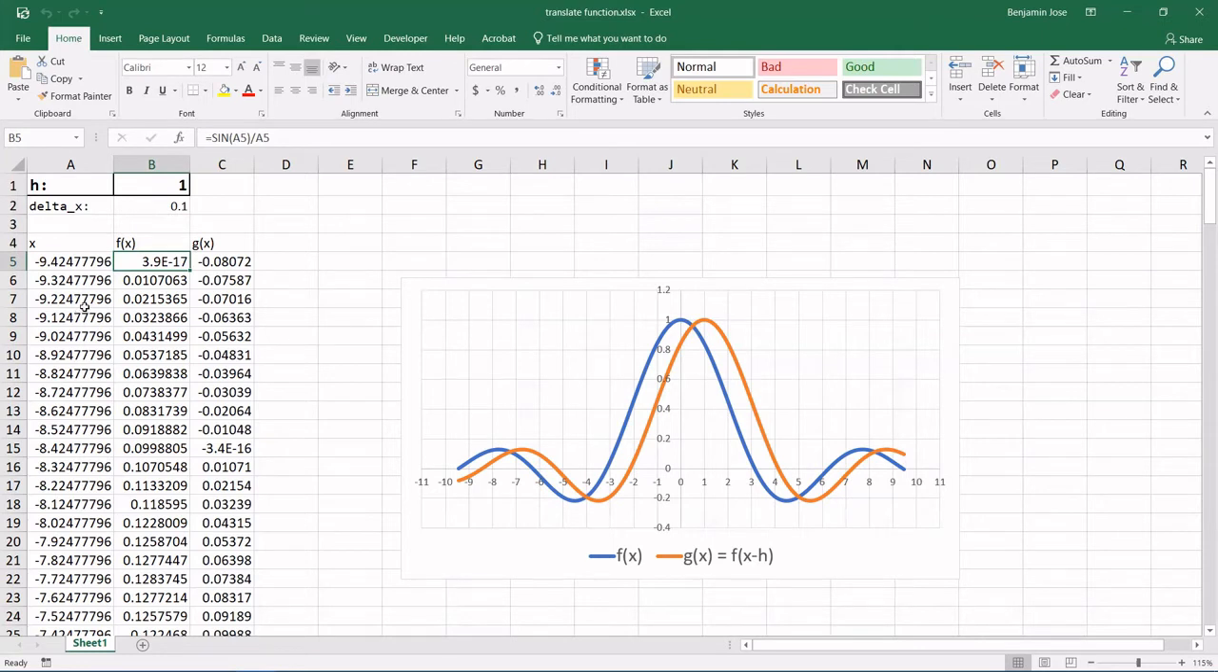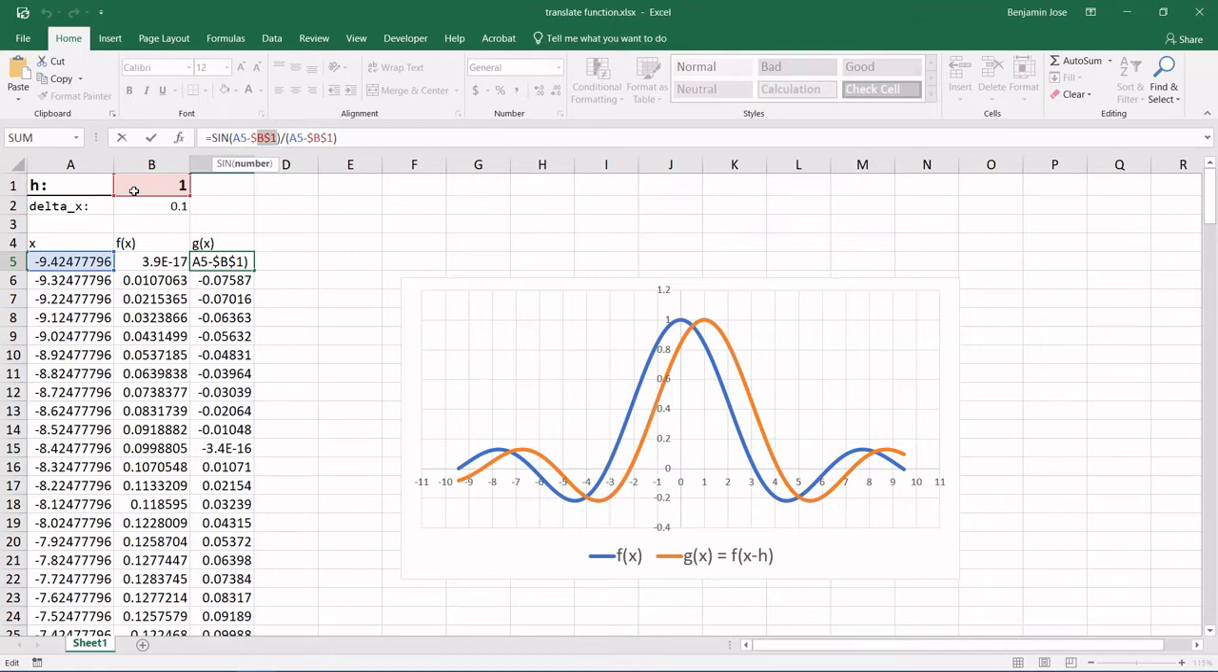Now, don't worry about the details here. This is really just a column of x coordinates and a column of corresponding y coordinates for the blue function f, and then a column of corresponding y coordinates for the orange function g. And if you look at the syntax here, I'm really taking the sine of x minus cell B1, which I've labeled with the letter H. So that's the amount by which I'm going to scoot the function to the right.